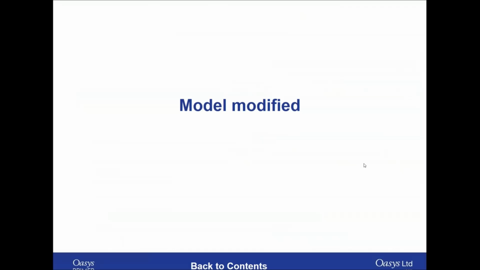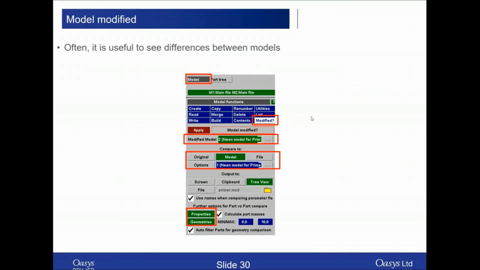Now, this functionality is not just built into the writing out panels. It's also available to you in a generic model comparison tool called Model Modified. And you get to this from the Model tab, and you click on Modified, and you specify the modified model, which is usually a model that you have read into Primer. And you can compare that to either the original, so that's the original file that you read in, or another model that's in Primer, or maybe a file on disk. And there's various options in here.